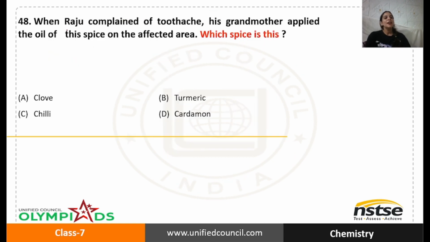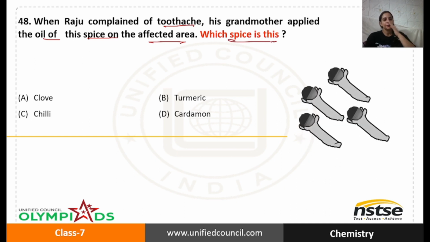Next question. When Raju complained of toothache, his grandmother applied the oil of this spice on the affected area. Which spice is this? And this is the picture. So Raju was having a toothache, that is pain in his tooth, and his grandmother applied the oil of some spice, and this is that spice from which the oil was made. We need to identify it. So it is none other than clove.